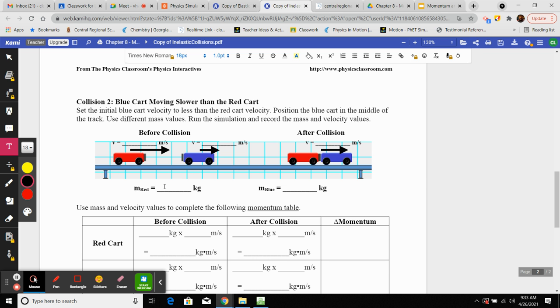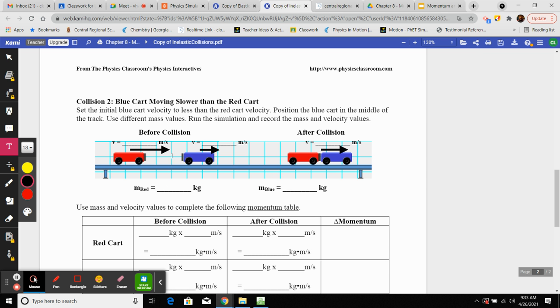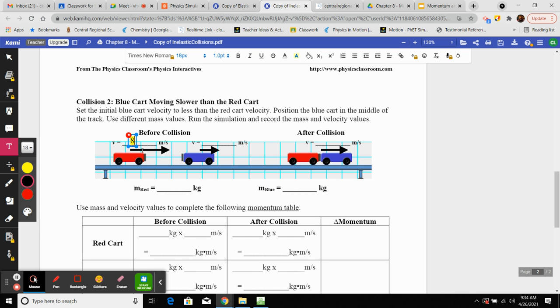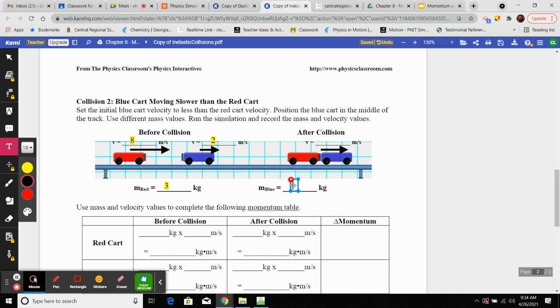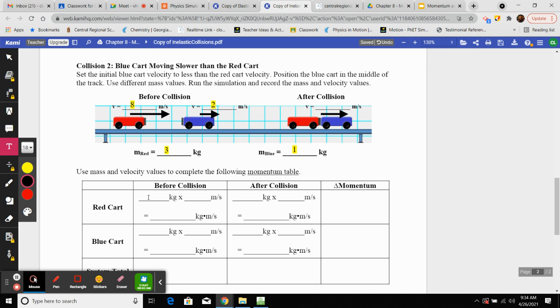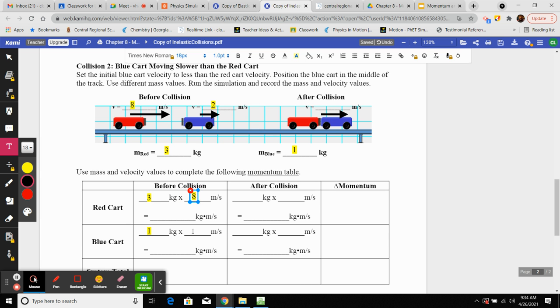So let's make the mass of the red one 3 kilograms, because it says we got to make the red one bigger, and then the velocity of the blue car less. So let's make the red one 8 meters per second, the blue one 2. Mass of the red one, we'll make it 3. Mass of the blue, we'll make it 1. So 3, 1.